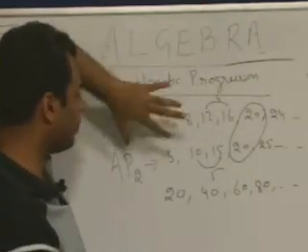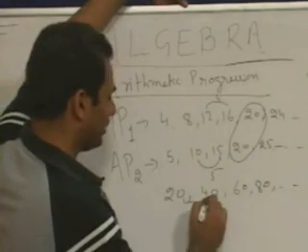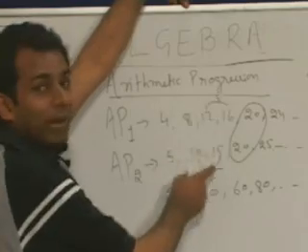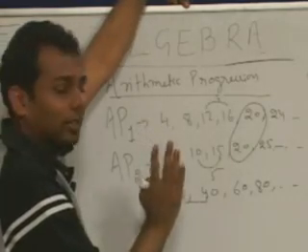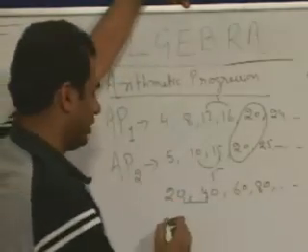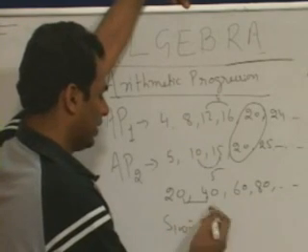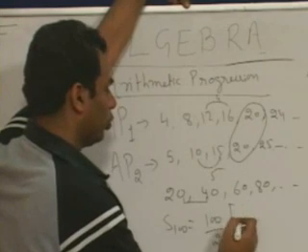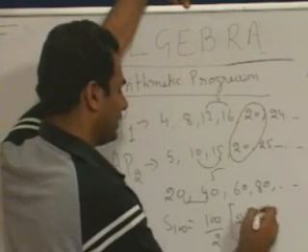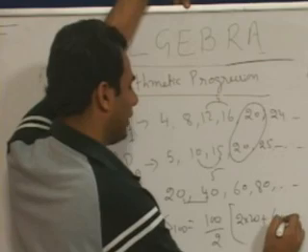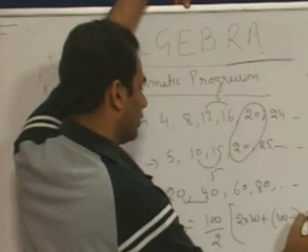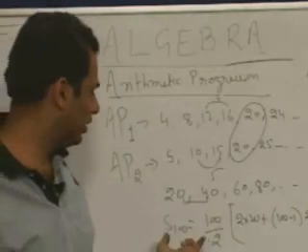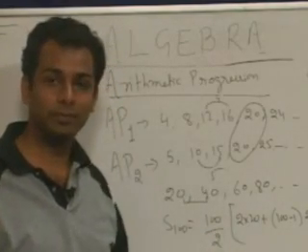So again, the important thing is that the common difference of this series is always the LCM of 4 and 5, which is 20 here. Now we are supposed to find out the sum of the first 100 terms. Straight away, the sum of the first 100 terms is equal to n by 2, 100 by 2 into (2a, 2 into 20, plus (n minus 1), which is 100 minus 1, into d, which is 20). And from here we can find out the sum of the first 100 terms of this series.